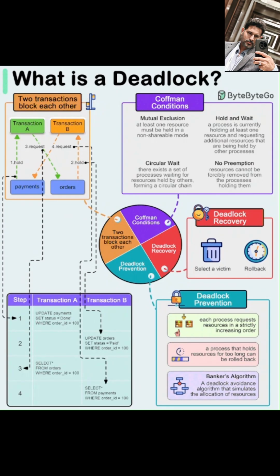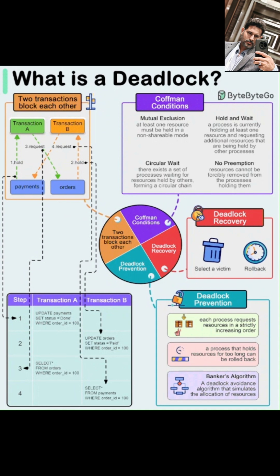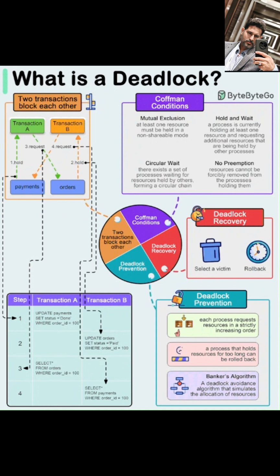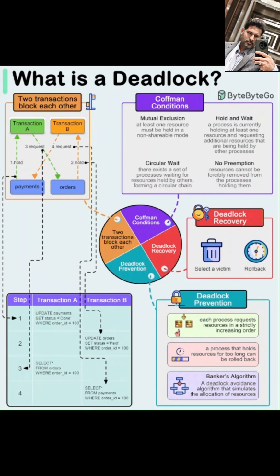Allowing preemption: in some cases, if a process is holding a resource and needs another that's held by a waiting process, the resource can be taken away from the holding process, temporarily. The banker's algorithm: this is a more sophisticated approach where the system simulates the allocation of resources to ensure that a safe state, where all processes can eventually finish, is always maintained.